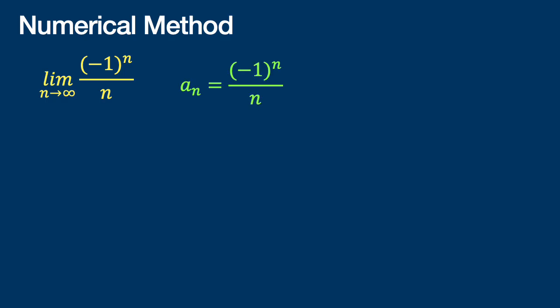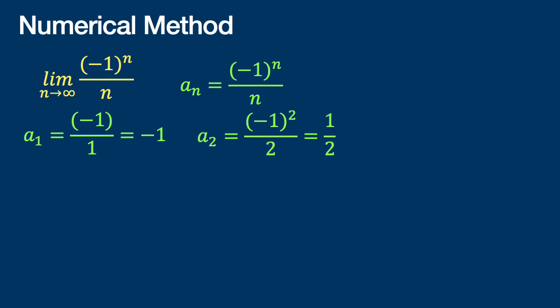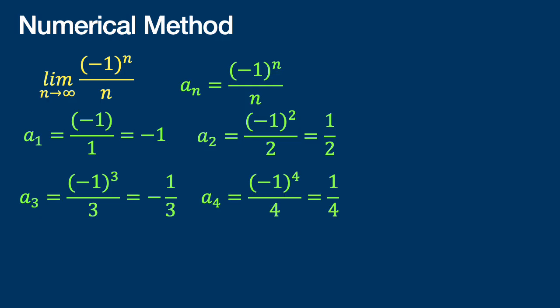Let's have one more example with the numerical method. I want to find the limit of (-1)^n over n. So a_n is going to be (-1)^n over n. Let's plug in the numbers. n equals 1, negative 1 over 1, that's negative 1. n equals 2, (-1) squared over 2, that's 1 over 2. n equals 3, (-1) cubed over 3, negative 1 over 3. n equals 4, (-1)^4 over 4, 1 over 4.